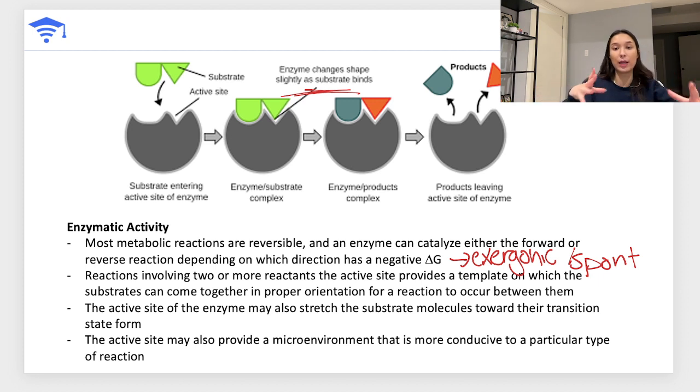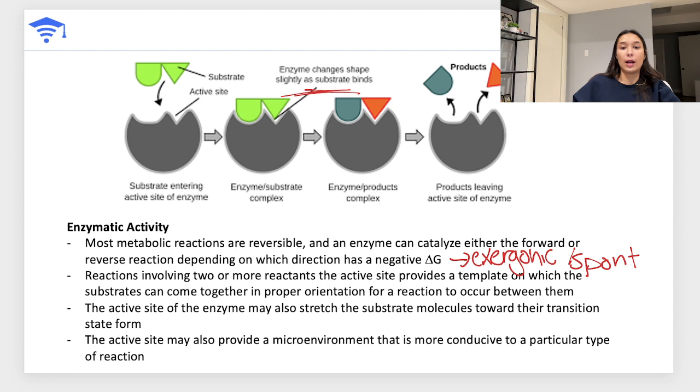So by stretching the bonds, making them more unstable, you're moving them closer to their transition state, right? Because transition state is when the bonds are super unstable and they're ready to break. So an enzyme might also help to make those bonds unstable and weak, and that's going to increase your rate of reaction. They also might provide a microenvironment that's more conducive to a particular type of reaction.